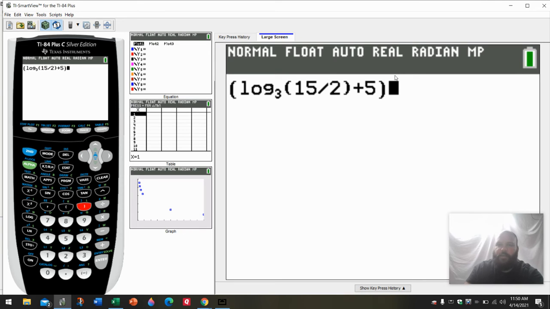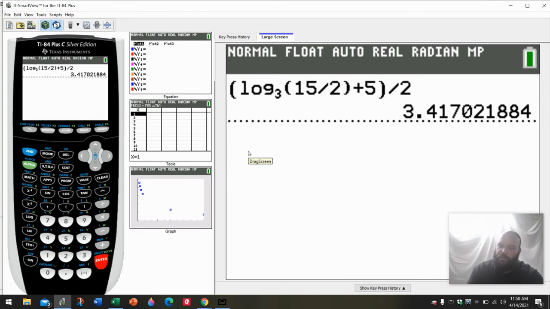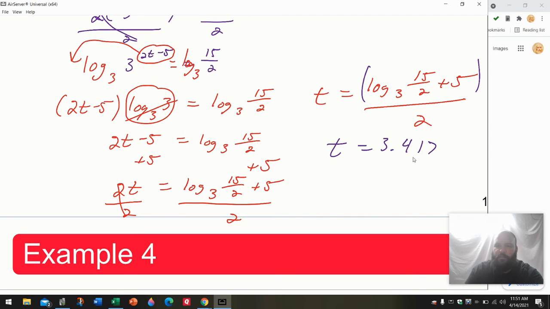Now I'm closing the parentheses because I've completed typing in the numerator. And now we'll hit divided by 2. And we will get our answer, which in this case, t is 3.417.